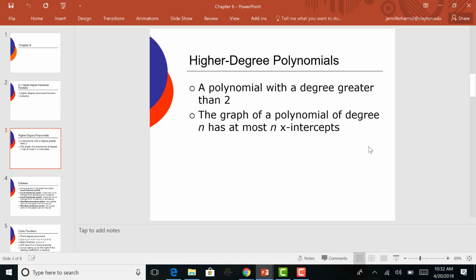So if it's a degree 3, it can have how many x-intercepts? 3. The most it can have is 3. That just means it could touch the x-axis 3 times. Does it have to touch the x-axis 3 times? Look what this word says. At most, it could have up to 3, but it doesn't have to have 3. It could have 1, it could have 2. We'll find out in a second how many they usually have.